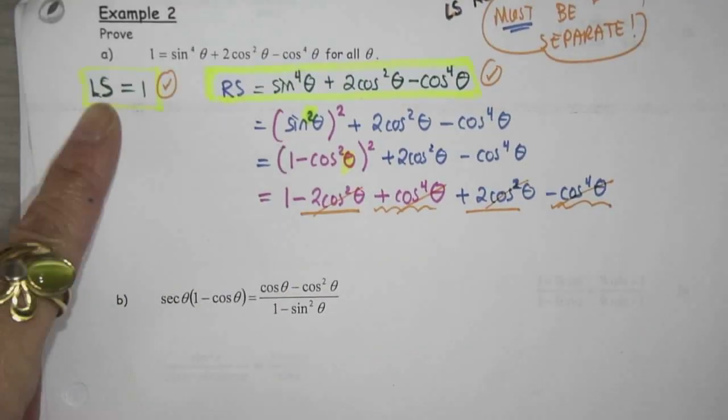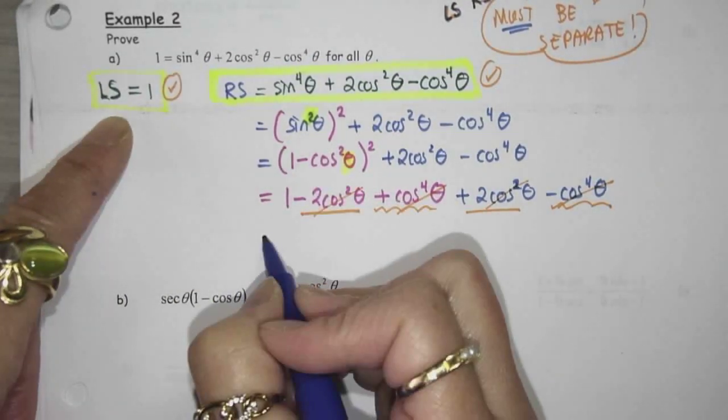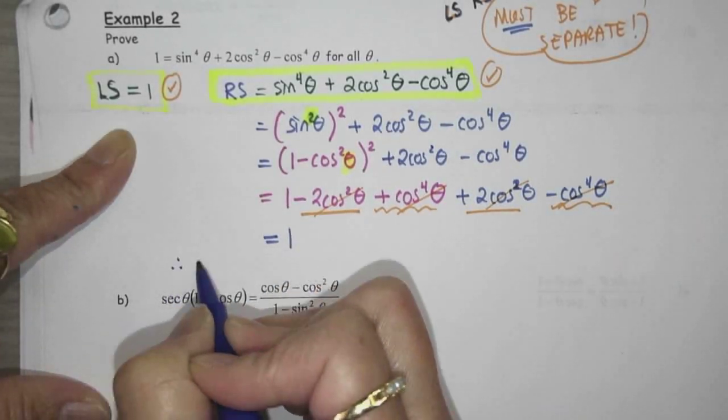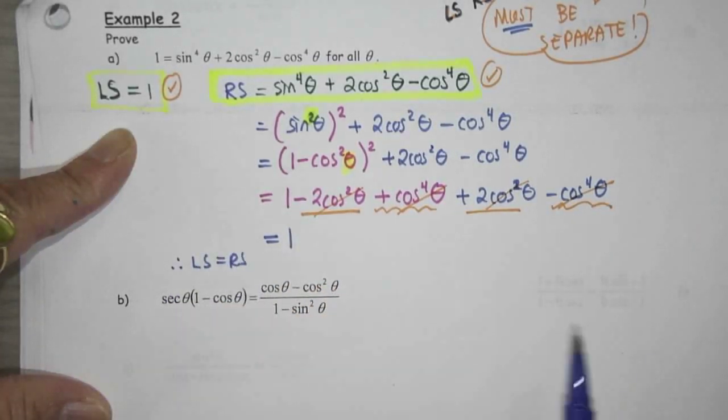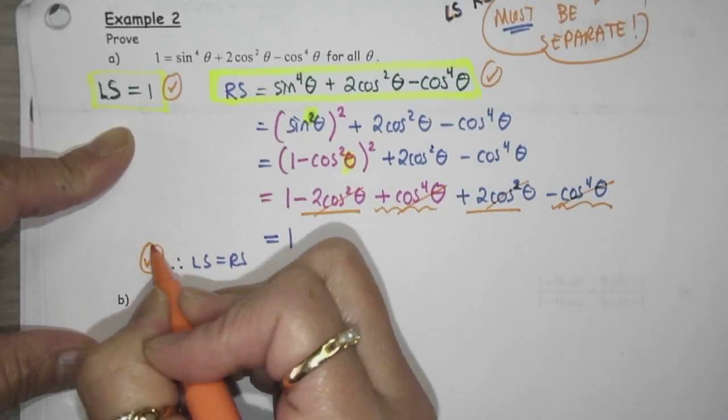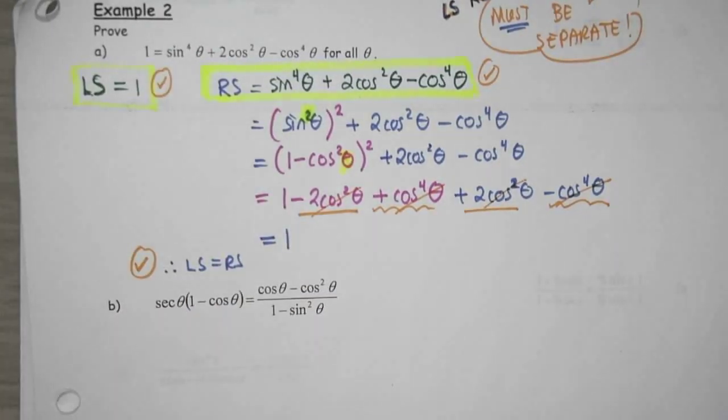What a shocker. Not a shocker. What was my goal? 1. And therefore, left side equals right side. Please conclude. That's actually your concluding sentence. When you get there, it's super satisfying. When you get it, you're like, yes, that's a beautiful thing. So you should be proud of yourself. Okay, left side equals right side.